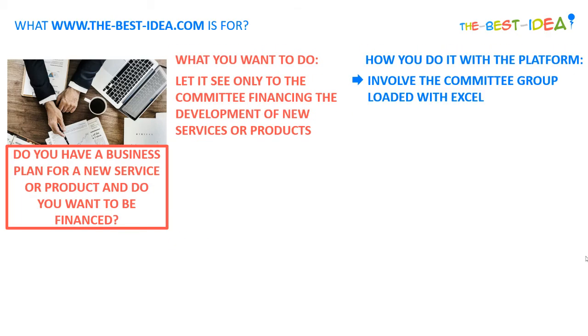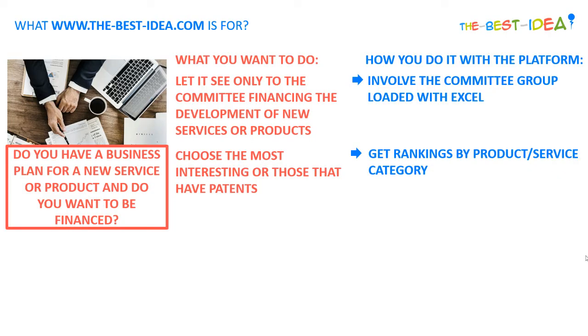Another use is if you have a business plan for a new service or product and want to get funded. What do you want to do? You want to let it be seen only by the committee financing the development of new services or products. With our platform, you can do it by involving only a group loaded with Excel. Then you want to choose the most interesting or those that have patents, and with our platform, you get rankings by product or service category.